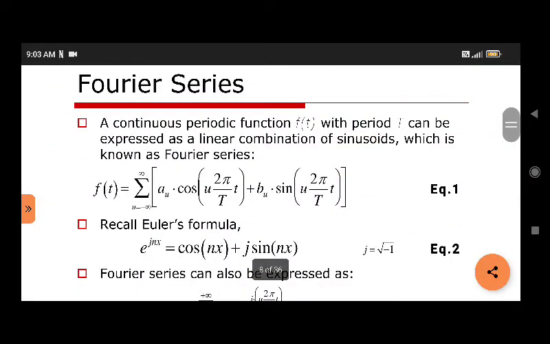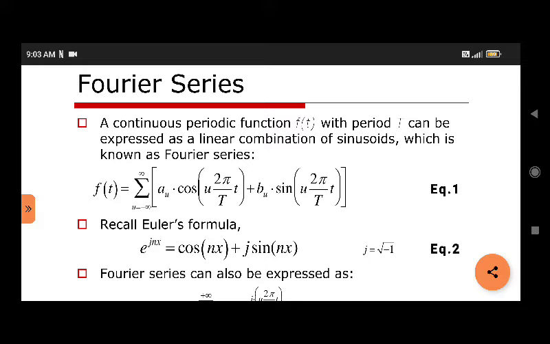So one important concept is the Fourier transform. Okay, so we have to have knowledge about the Fourier series and Fourier transform. So first, what is a Fourier series? A continuous periodic function f(t). Continuous means all the values are present for each time value, and periodic means it repeats after some period.